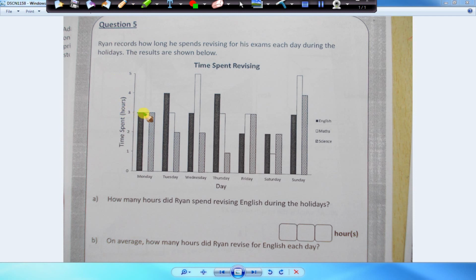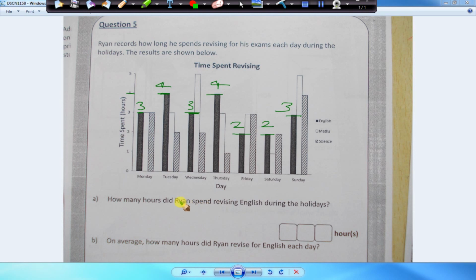Okay, so the black one here is 3. And the black one here is 4. And the black one here is another 3. And this one here is another 4. We can see from here. And this one here is 2. And this one here is also 2. And this one here is 3. And the question was, how many hours did Ryan spend revising English during the holidays? So that's the holidays there.